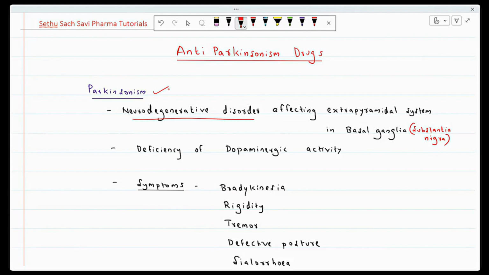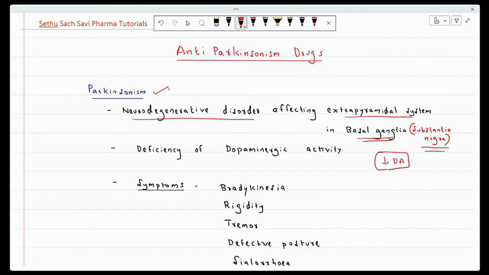It is a neurodegenerative disorder affecting the extrapyramidal system. Where is this system? It is in the basal ganglia. Specifically in the basal ganglia, which region? Substantia nigra. So it's a neurodegenerative disorder affecting the substantia nigra, which is present in the basal ganglia. That is a point you need to remember. And what happens there? There will be a decrease of the neurotransmitter called dopamine.